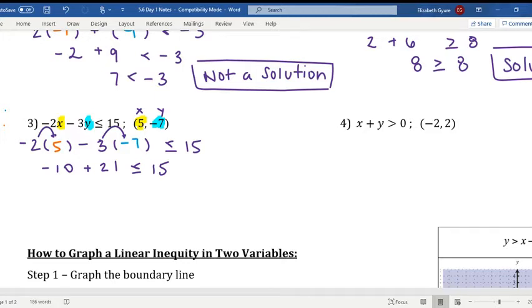Yeah, 11 is correct, Lynn. So 11 is less than or equal to 15. And then we just got to decide if that's true. So now everybody, do you think 11 is less than or equal to 15? Yes or no? Yeah, definitely. 11 is definitely less than or equal to 15. So this one works. So we would say it is a solution.